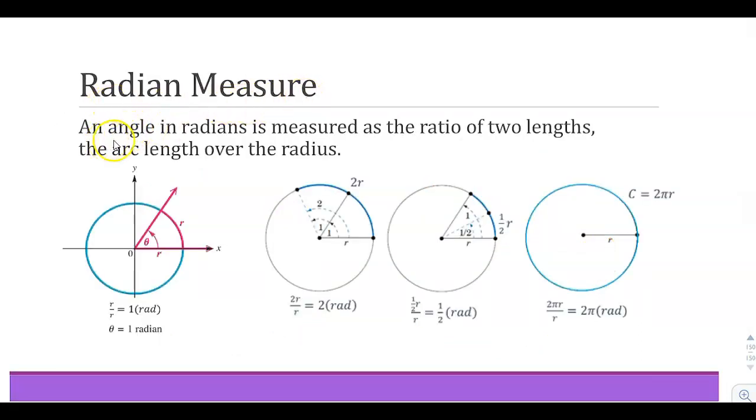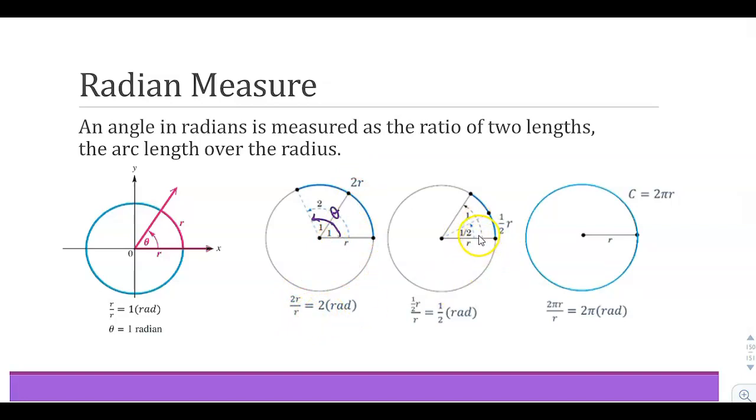Radian measure: an angle in radians is measured as the ratio of 2 lengths, the arc length over the radius. So if I want the measure of an angle in radians, I simply take the arc length divided by the radius. For this example, they're the same. The arc length is r, the radius is r, so that's 1 radian. In this example, the arc length is 2r and the radius is r, so the measure of this angle theta is 2r over r. The r's cancel, and we end up with 2 radians.